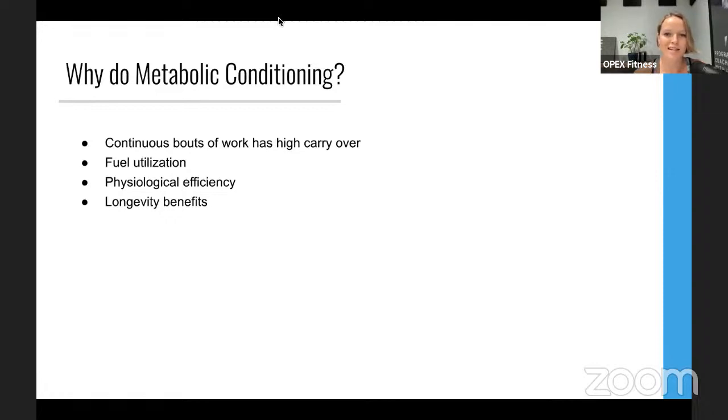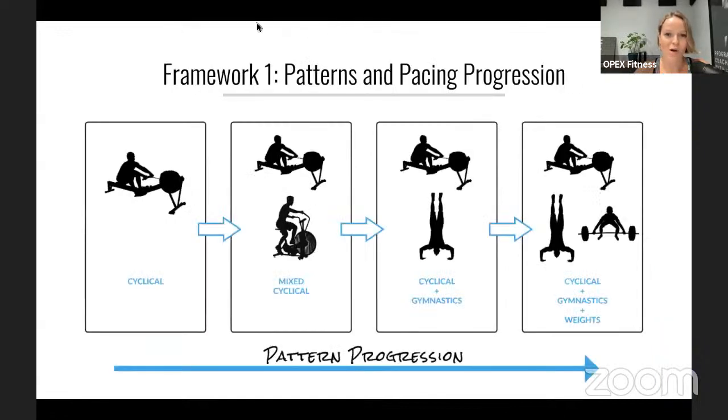So some good notes to take down, guys, maybe in the replay if you didn't take them down then. We're going to move on to our first framework of designing Metcons, which is our patterns and pacing progression. I want to say the two P's, but we're not going to call it the two P's. We're going to call it patterns and pacing. But Carl, could you walk us through a little bit of what we're seeing in this graphic on the screen? Yeah, definitely. So we're going to walk through two frameworks today.